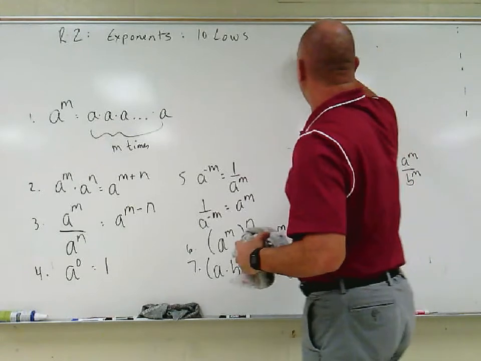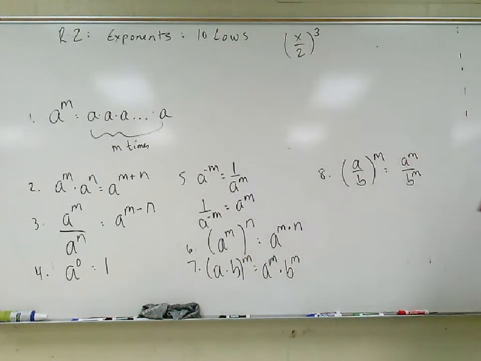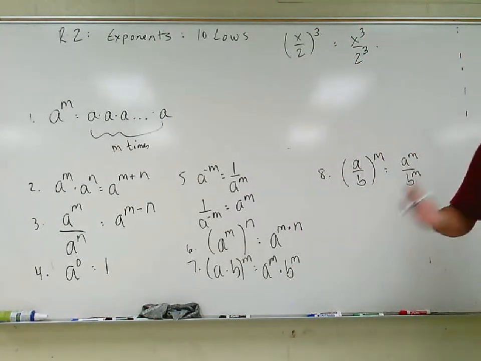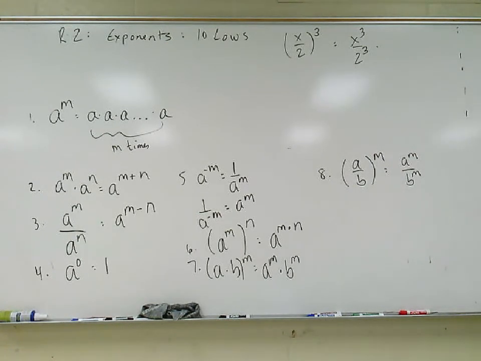Okay, rule 8, x over 2 cubed. I'm just doing something basic, right? What does it say? What does rule 8 say we can do? What do I do with the cube? Put it to the x and to the 2. So you should get x cubed over 2 cubed. What's the D word you want to use there? We're basically distributing, yeah. Okay. And then hopefully you can figure out 2 cubed, right? You would write it.